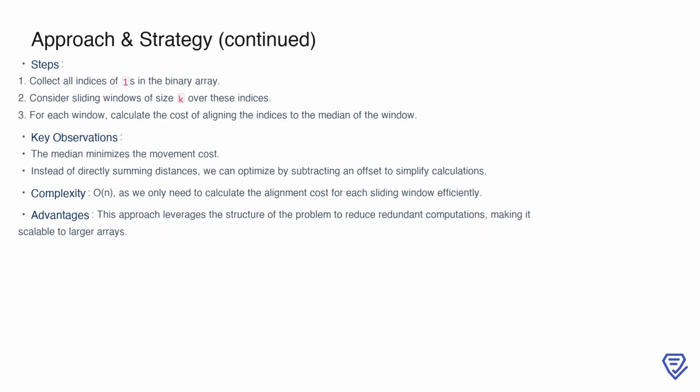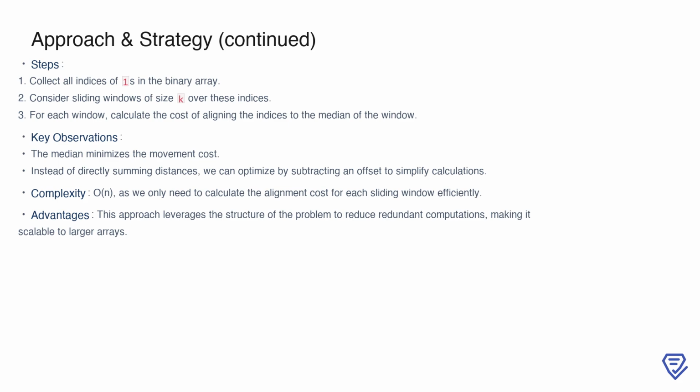Now, let's consider the optimized approach using the concept of the median. The key insight here is that the total number of swaps required to group k 1s together is minimized when the ones are centered around their median position. The reason for this is rooted in mathematical properties. The median minimizes the sum of absolute differences, which corresponds directly to the number of adjacent swaps needed.